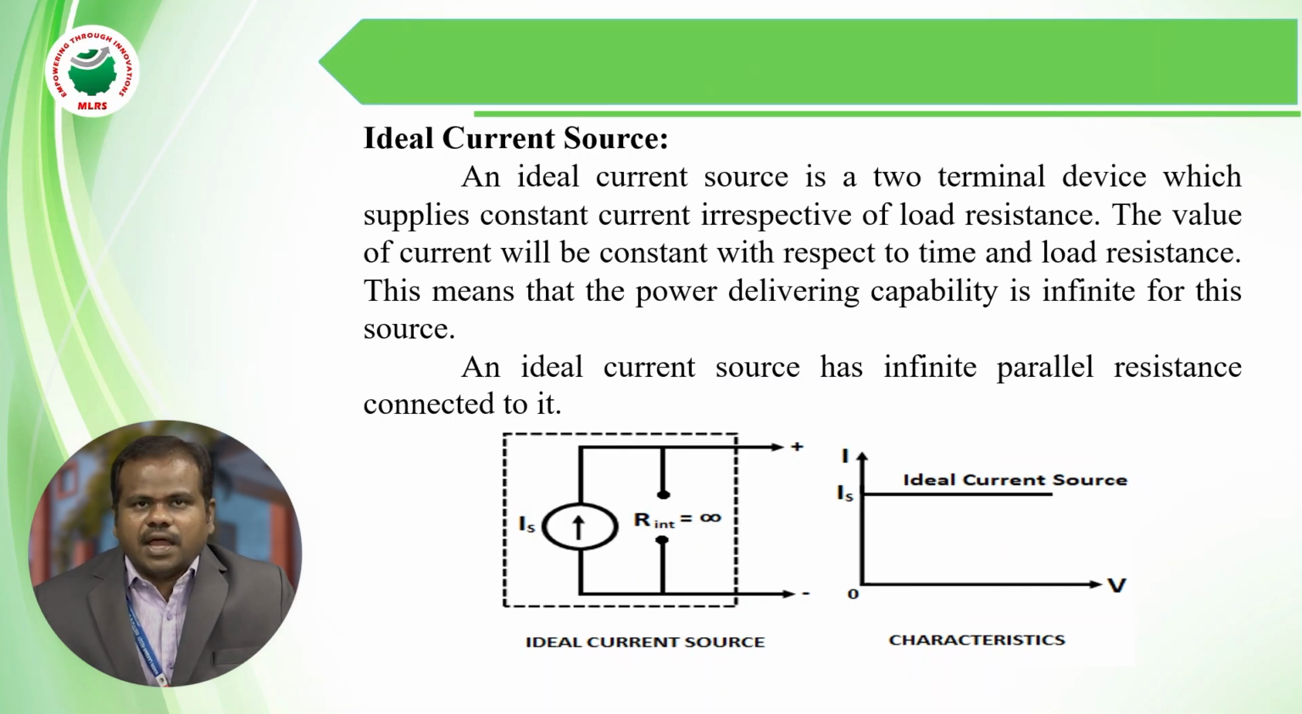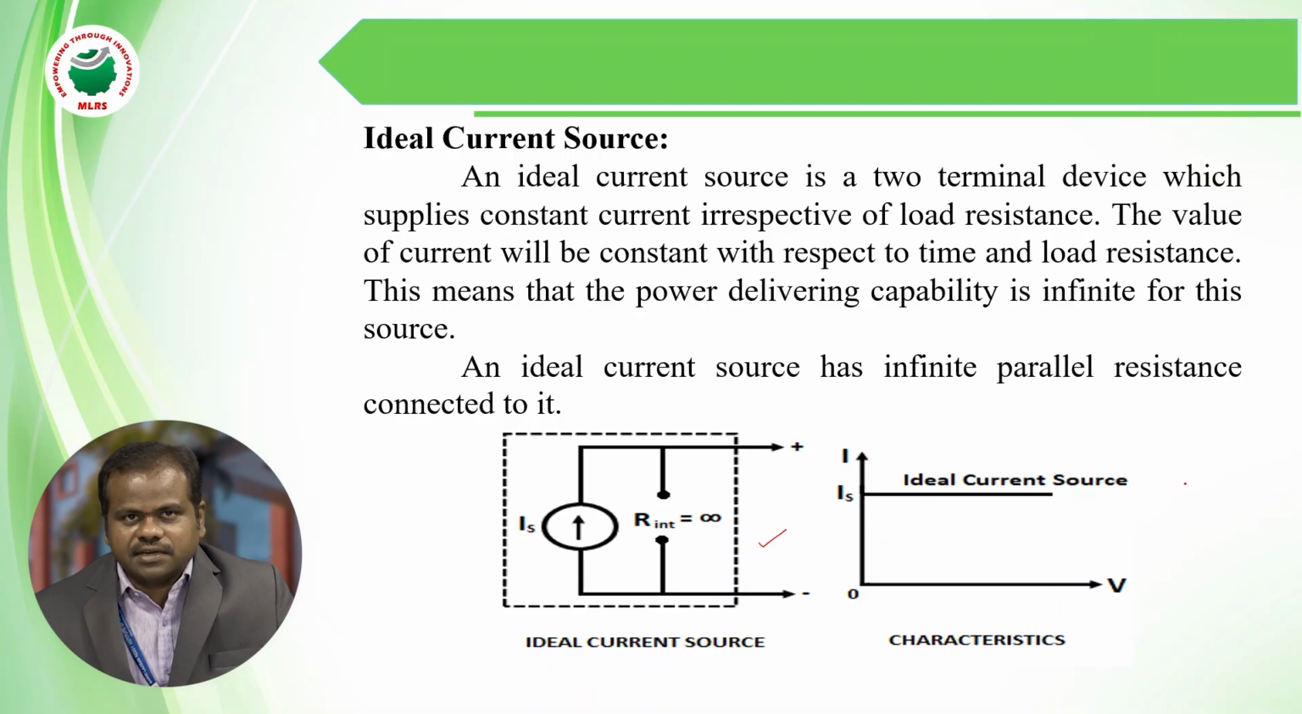Next, ideal current source. So coming to the current source, an ideal current source is a two-terminal device which supplies constant current irrespective of the load resistance. The value of the current will be constant with respect to time and load resistance. This means that the power delivering capability is infinite for this source. An ideal current source has infinite parallel resistance, which is represented by an open circuit connected in parallel with it. So this is the circuit symbol of an ideal current source, in which it has an internal resistance of infinity connected in parallel across.